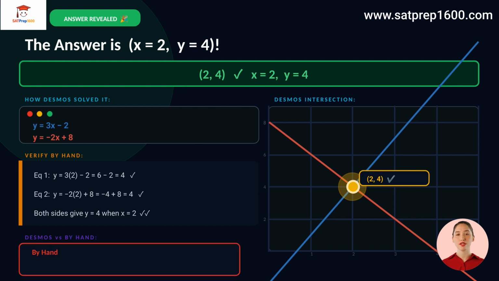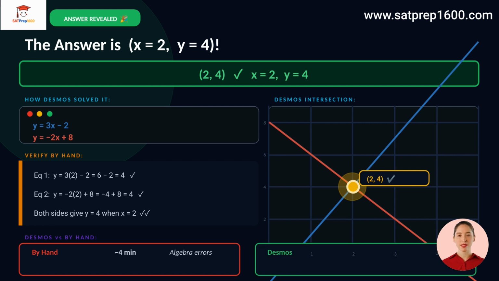By hand, this would have taken about 4 minutes with at least one chance of an algebra slip. With Desmos, 3 seconds, 0 errors. That's the whole hack.